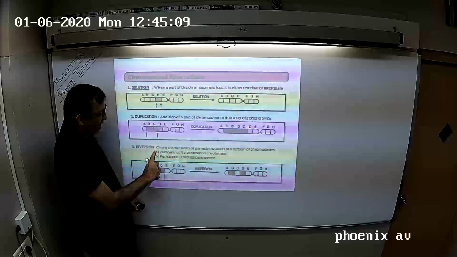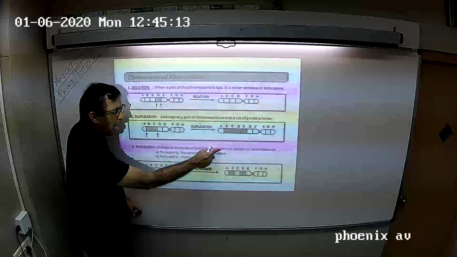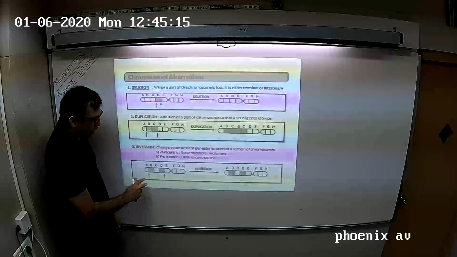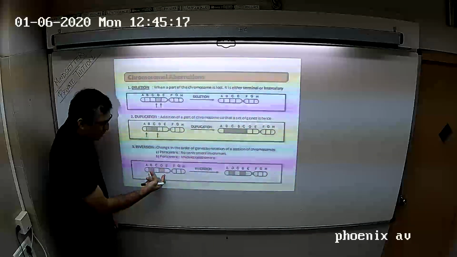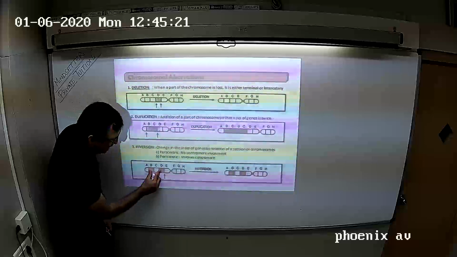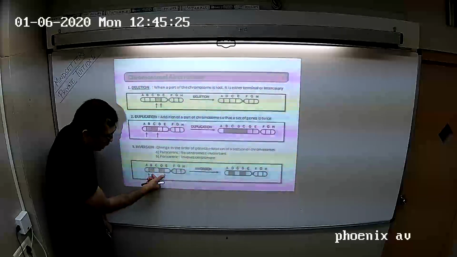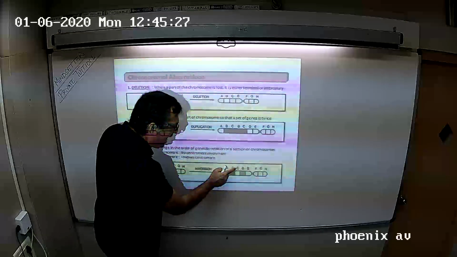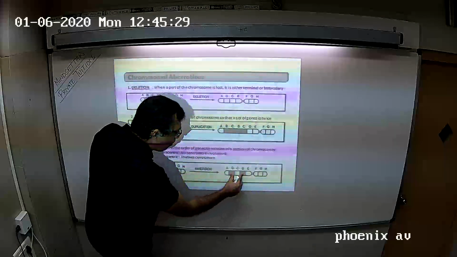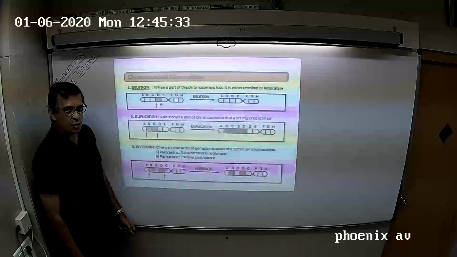And then we have inversion, change in the order of genes by rotation. So sir, change in the order of genes by rotation. We have A, B, C, D, E and a segment undergoes a rotation. So the rotation of B and D has happened, and that is called inversion.